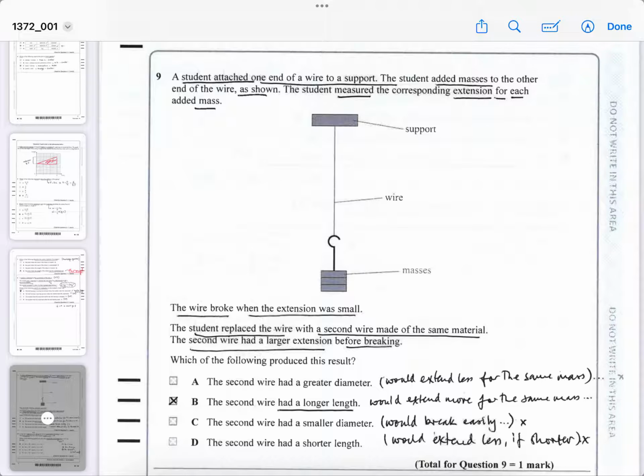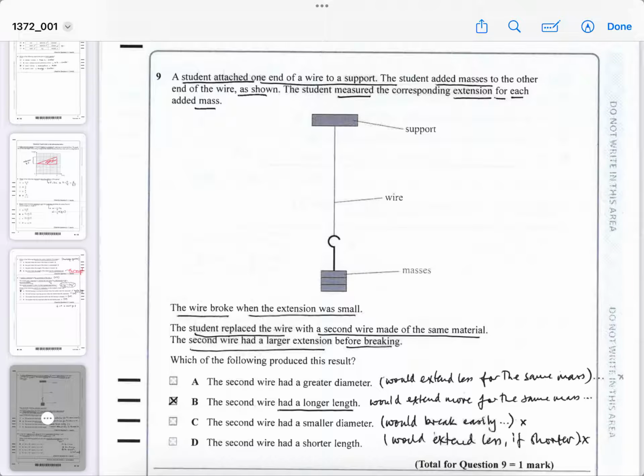A student attached one end of a wire to the support and added masses to the other end of the wire. As shown, the student measured the corresponding extension for each added mass. The wire broke when the extension was small. Okay, so if the extension was small, the wire must be weak, so the wire could be thin. The student then replaced the wire with a second wire made of the same material, so it's nothing to do with the material. The second wire had a larger extension before breaking. Well, which one could produce this result?